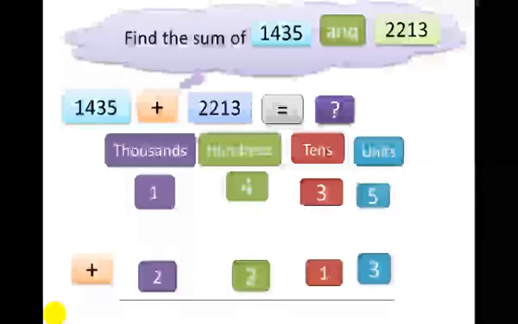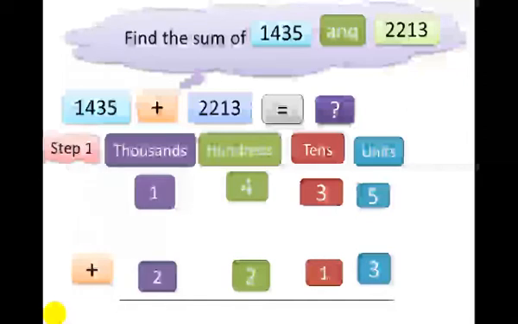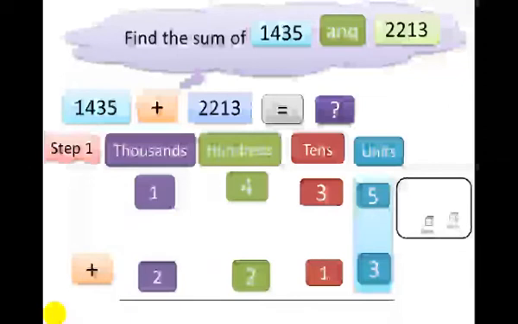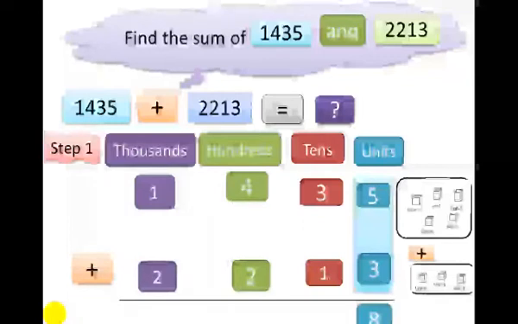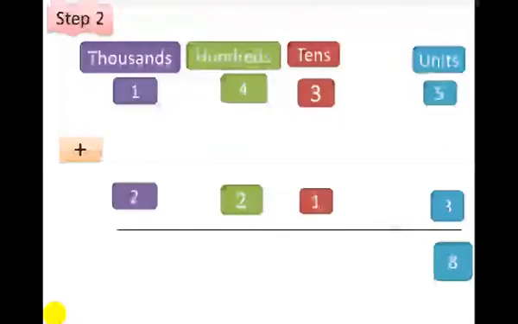Remember that you move from the right side of the place value table to the left side. So firstly, you add the digits in the unit place. 5 units plus 3 units equals 8 units. Next, we add the tens.